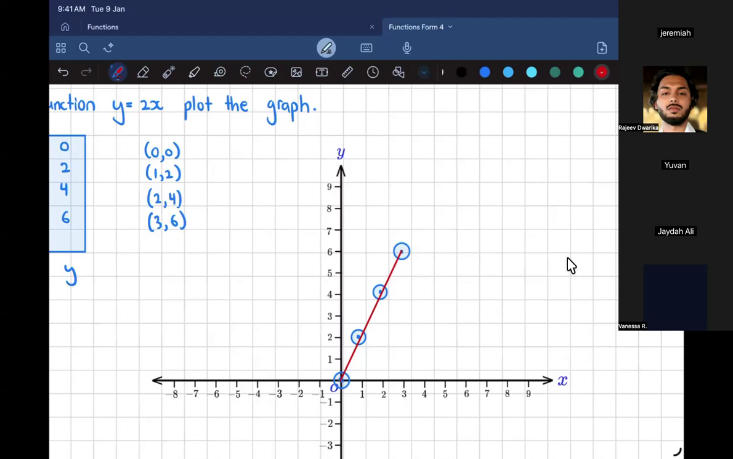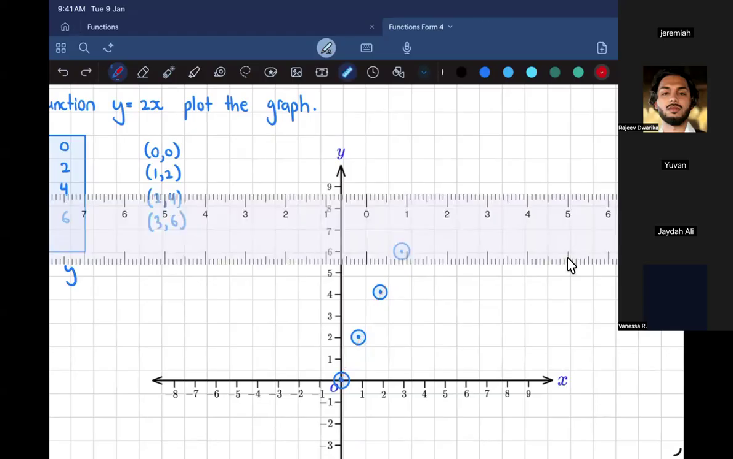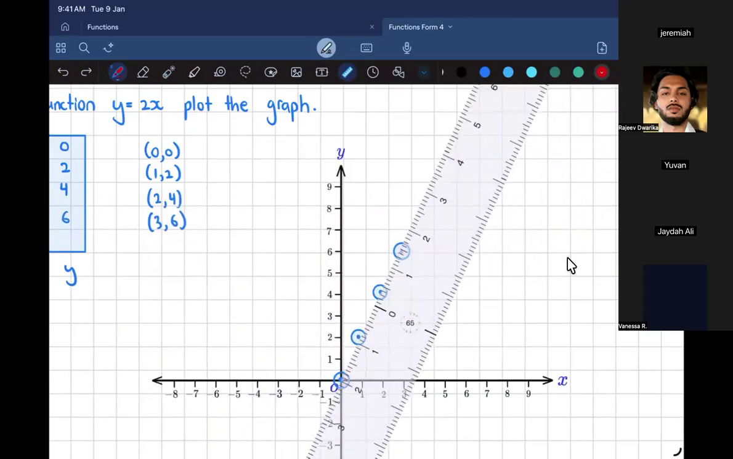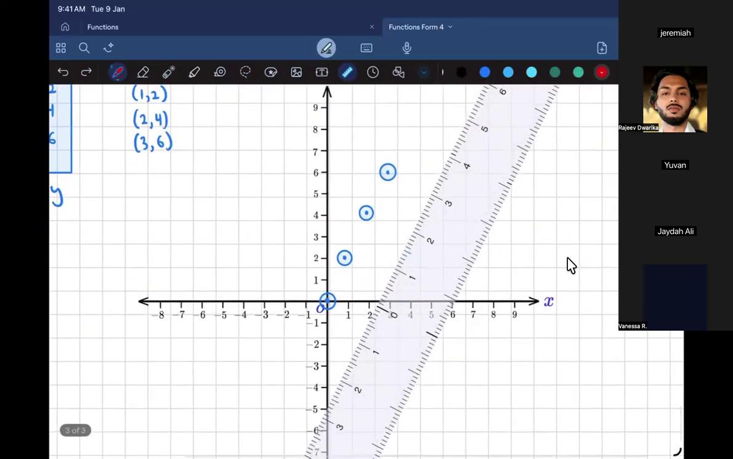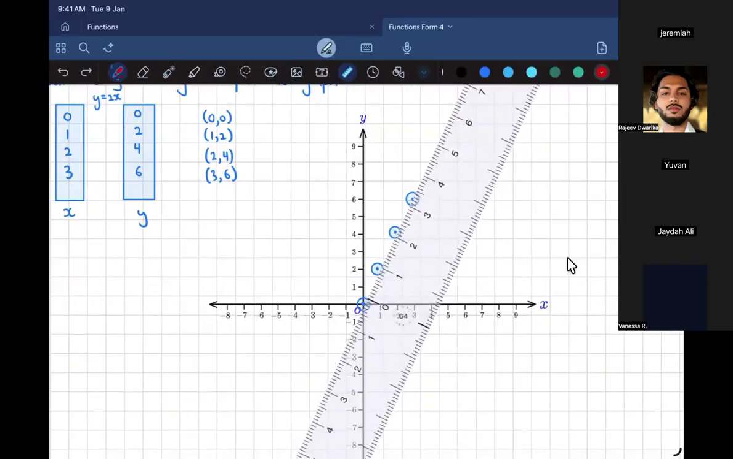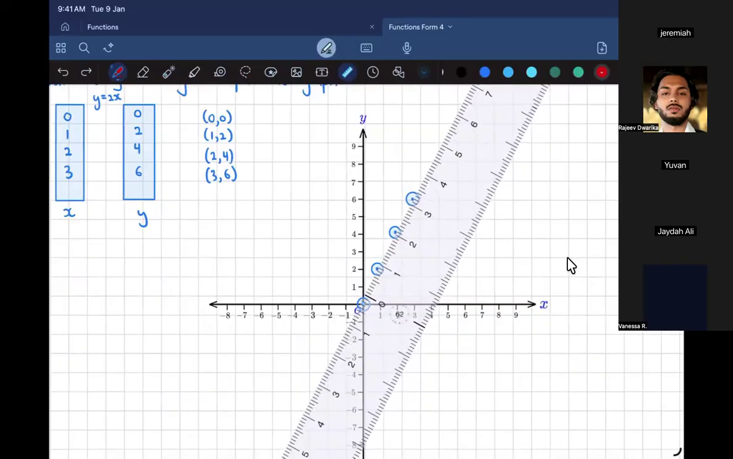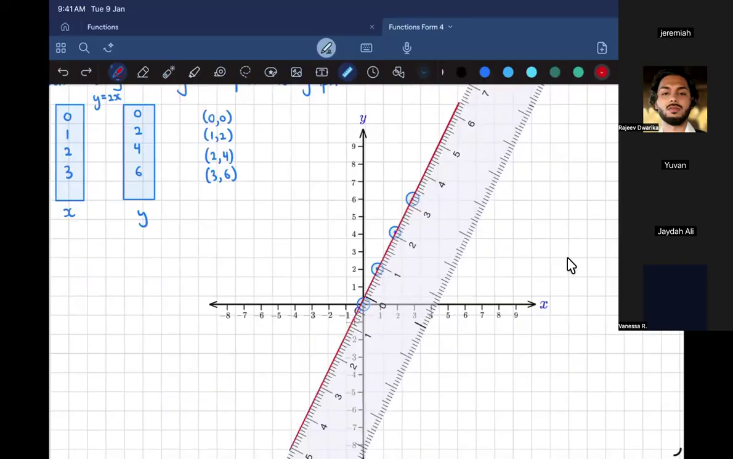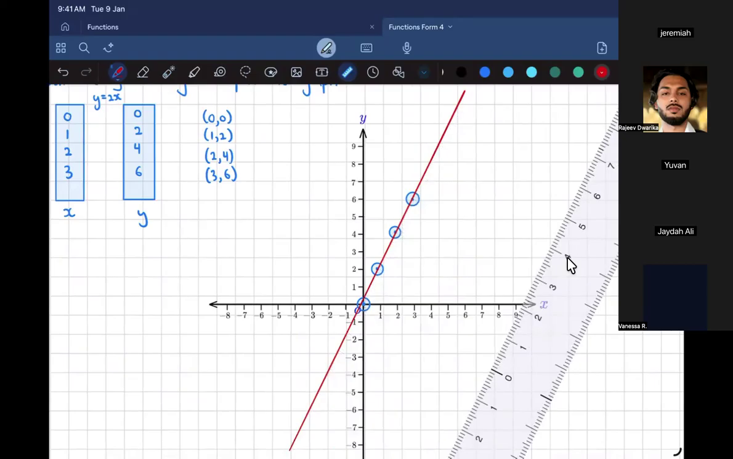Yvonne, do you know how you would extend that line? No. Now watch, let me show you how we would do this. You would have to do this in physics too. You're going to take a ruler and line it up with these points here. This is how you would extend the line. Did I confuse you?